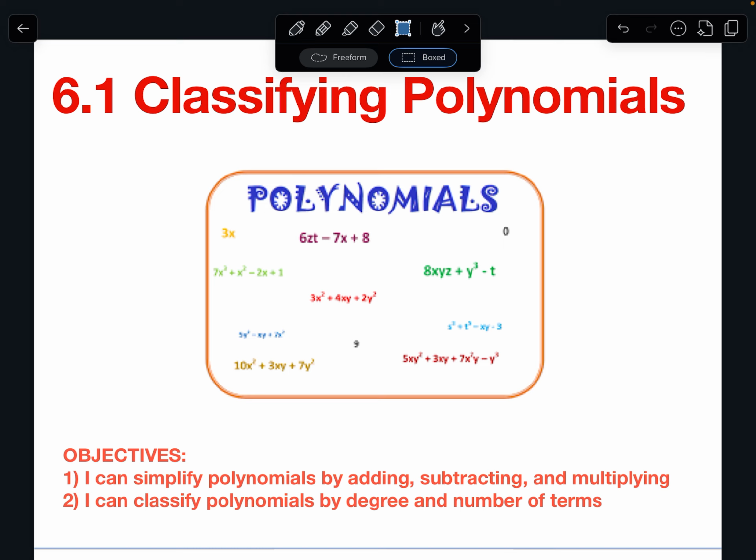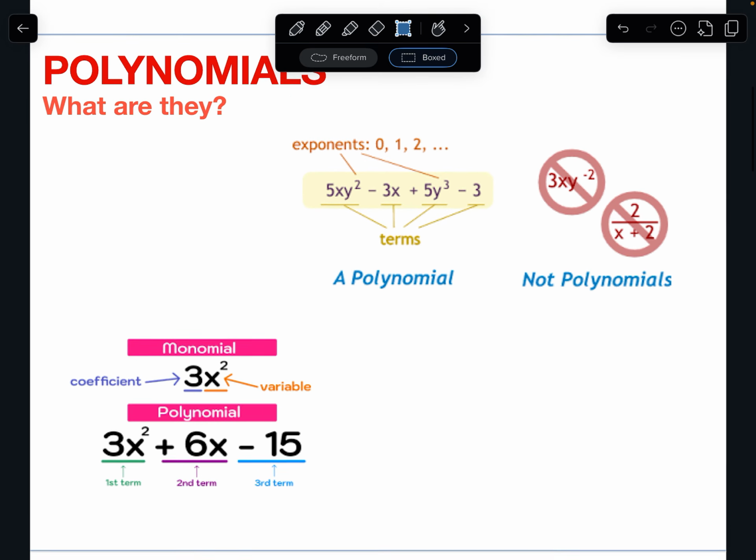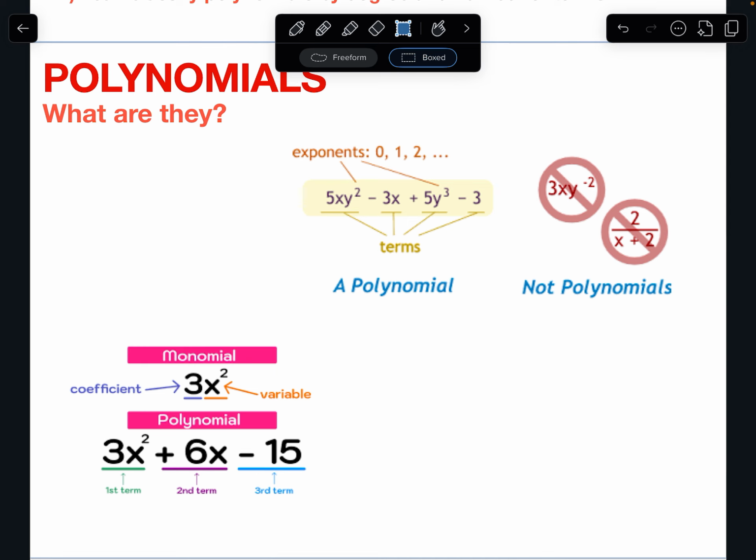We have two objectives today. We are going to simplify polynomials by adding, subtracting, and multiplying. We're going to classify polynomials by degree and number of terms. So what are these polynomials? Well, the word polynomial means many terms. So these are expressions that are made up of many terms, terms that are separated by addition and subtraction symbols.